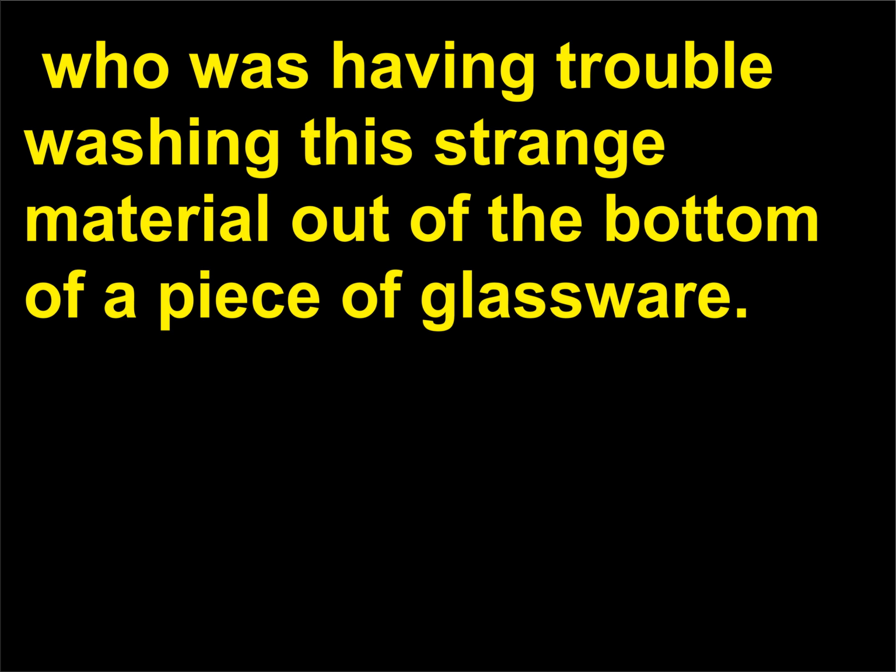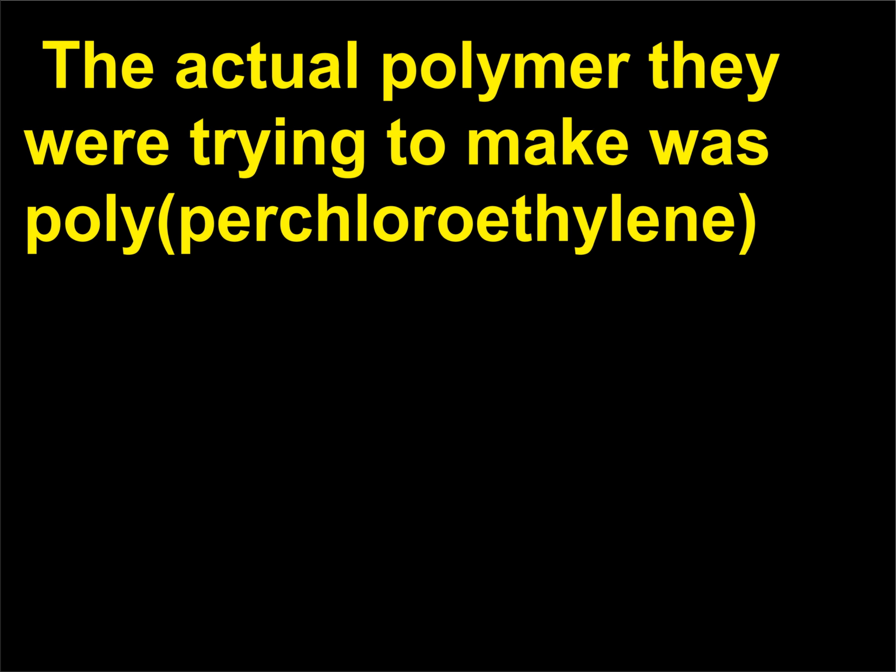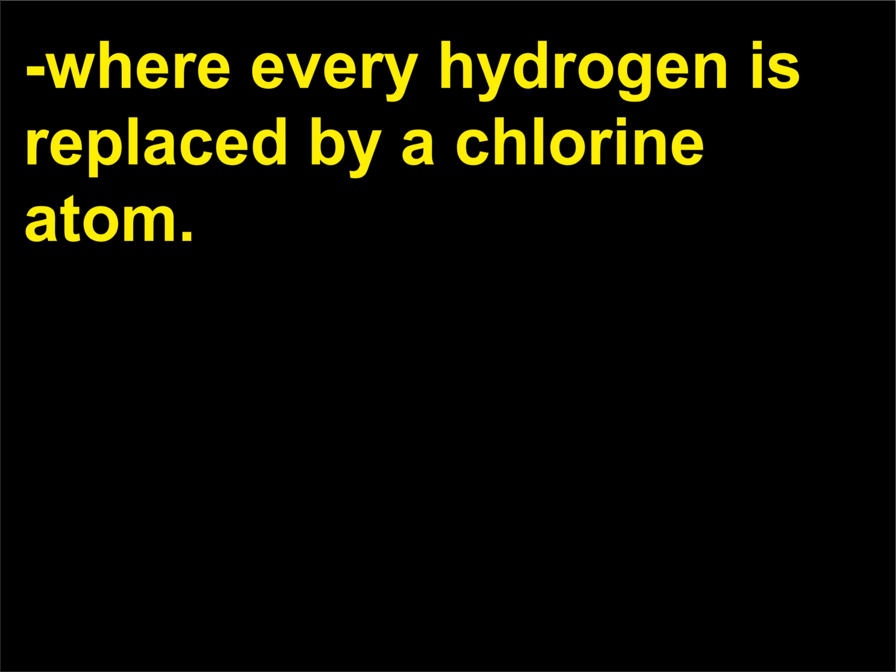It was discovered by accident in 1933 by Ralph Wiley, who was having trouble washing this strange material out of the bottom of a piece of glassware. The actual polymer they were trying to make was polyperchloroethylene, where every hydrogen is replaced by a chlorine atom. It was just before World War II that a breakthrough was made that allowed the scientists to make film from this new material.